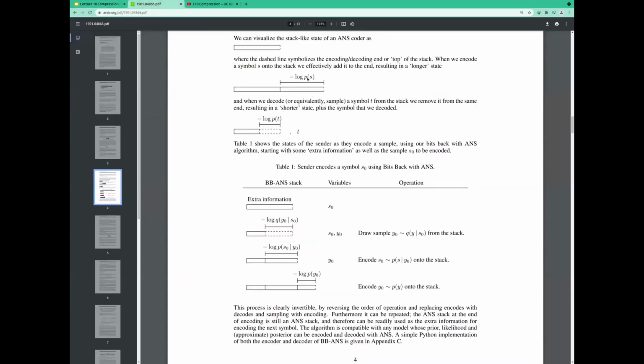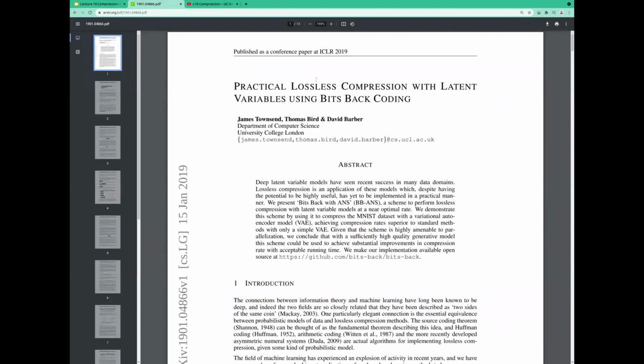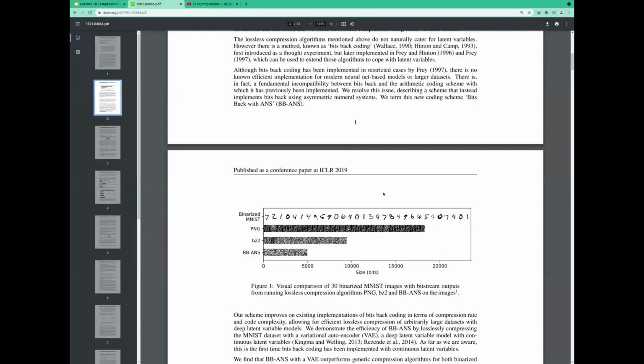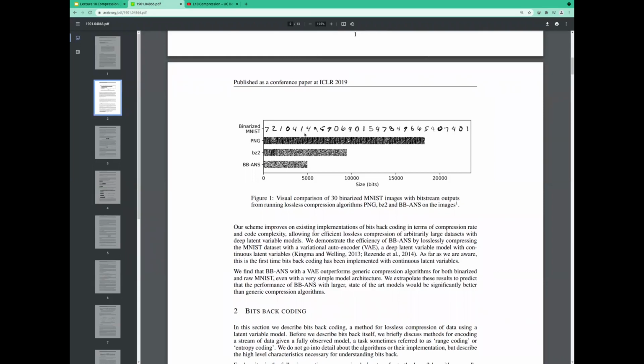So here's the paper. This is a paper for bits-back coding, but it's a newer version of it. They do say it works pretty well. It's trying to compress binarized MNIST, comparing PNG, BZ2, and BB-ANS, which is bits-back asymmetric numeral systems. This is the one that we'll look at in some more detail. ANS is a different version of arithmetic coding. But this is the bits-back version, and it works pretty well.